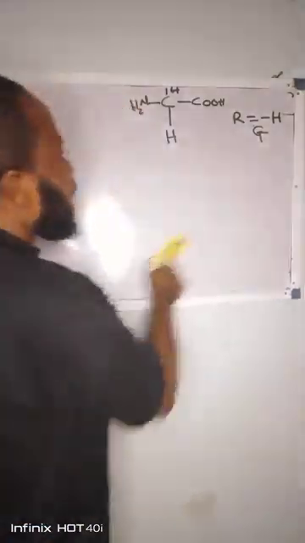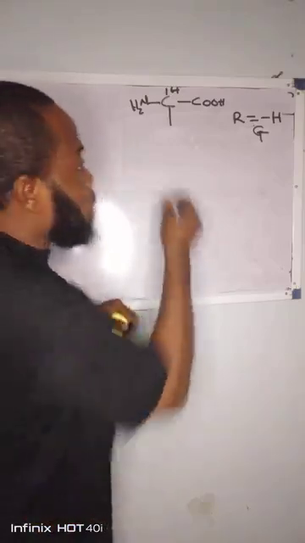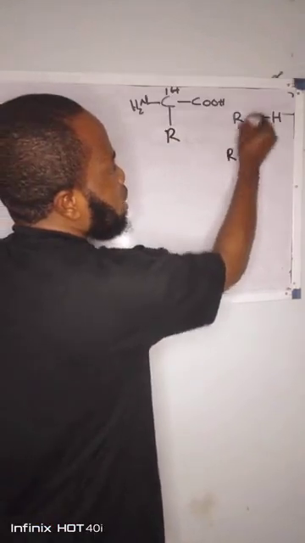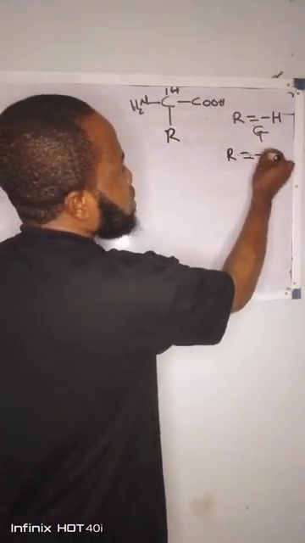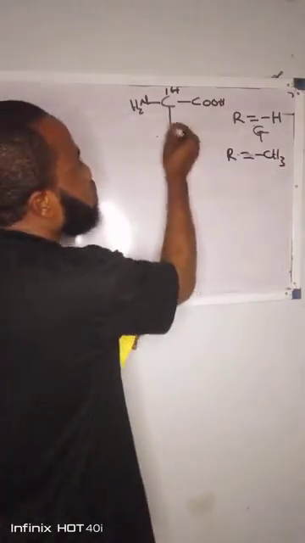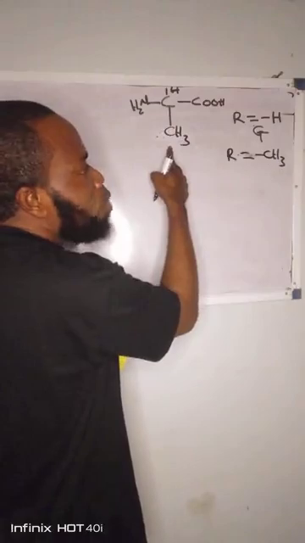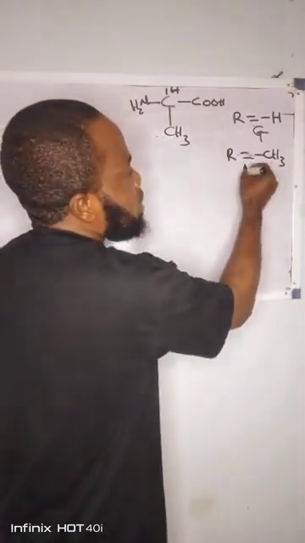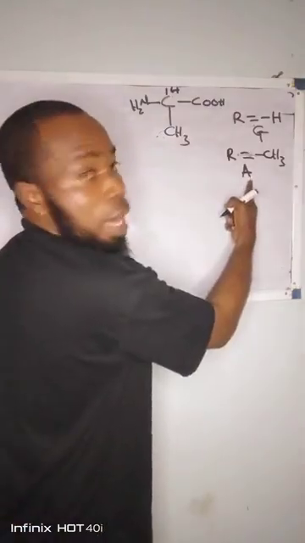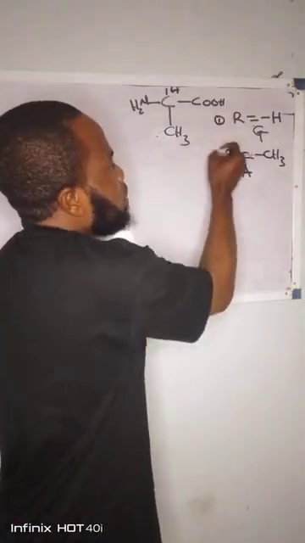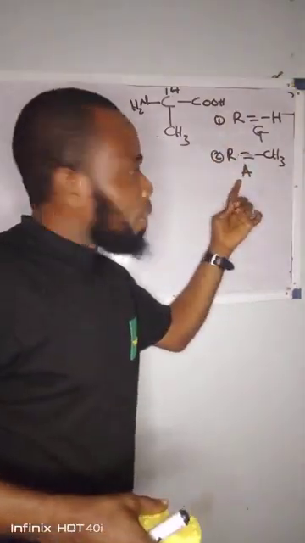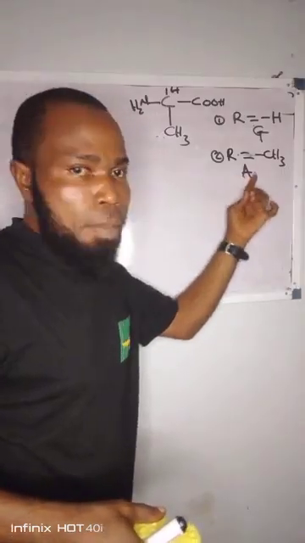Now the next amino acid. Remember, this group still remains our R group. This is the basic structure of an amino acid. When the R group is represented with CH3, a methyl group attached here, that means the amino acid is A. And what does A stand for? Alanine. So this is 1, this is 2. This amino acid is alanine, represented with the symbol A.